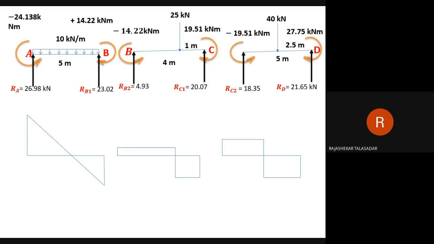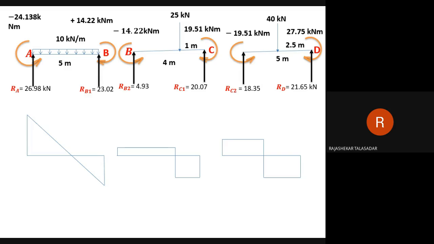This is 26.98 up. If you come to B end, 26.98 minus 10 into 5, you get minus 23.02 up to B left. If you cross B, minus 23.02 plus 23.02 goes to 0. Next, in this span, plus 4.93 here, B2. After this load there is no loading, so it remains constant, plus 4.93. If you cross the point, minus 25, so you get minus 20.07 here. Then minus 20.07 plus 20.07 goes to 0.